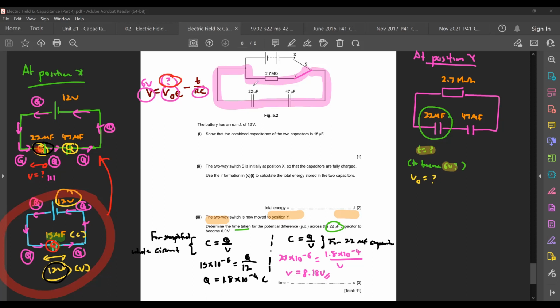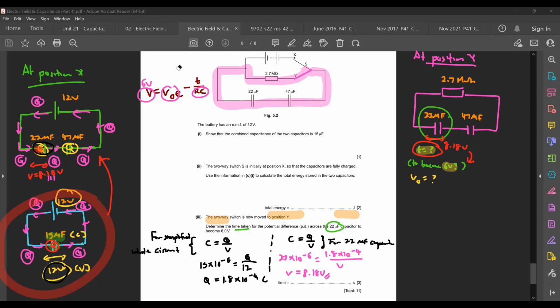Okay, here you already found it out as 8.18 volts. So that 8.18 volts will be this voltage here. Okay, so it started with 8.18 volts. It will now become 6 volts. You want to find out the time taken. So now this one I already know.